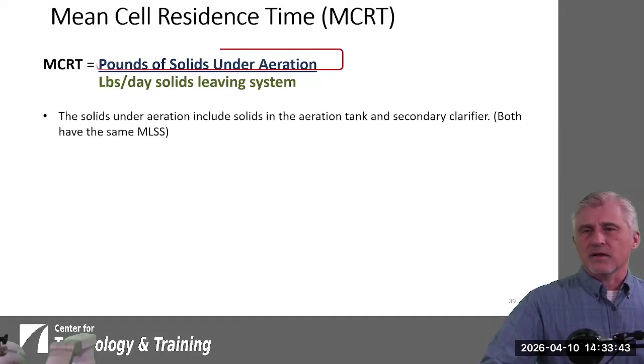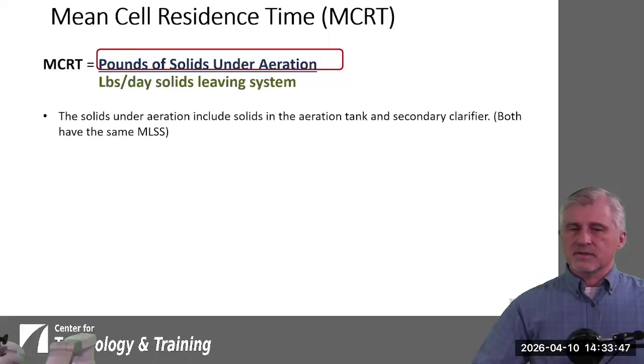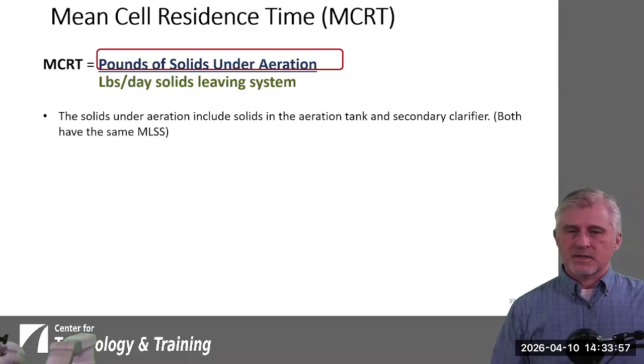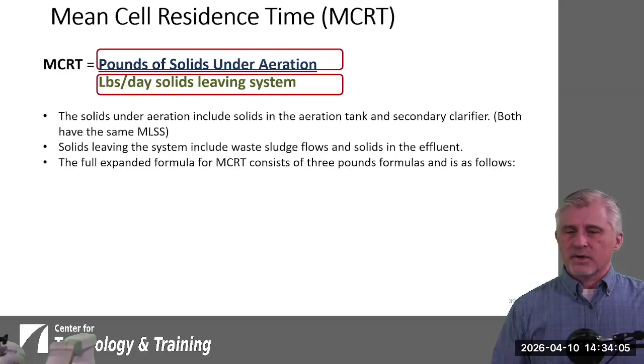MCRT is the pounds of solids under aeration divided by the pounds per day of solids that leave the system. The solids under aeration are both in the aeration tank and the secondary clarifier, because they both have the same mixed liquor suspended solids. Solids leaving the system include waste sludge flows and solids in the effluent. We hope that there aren't many solids in the effluent, but they're unavoidable.